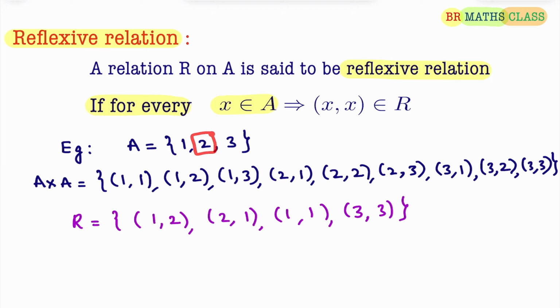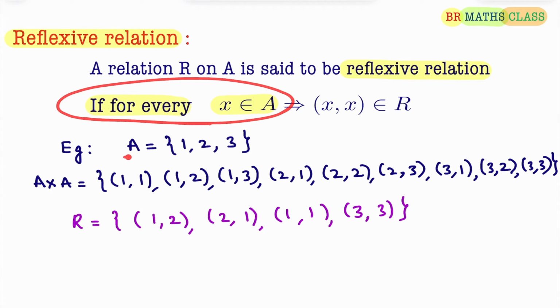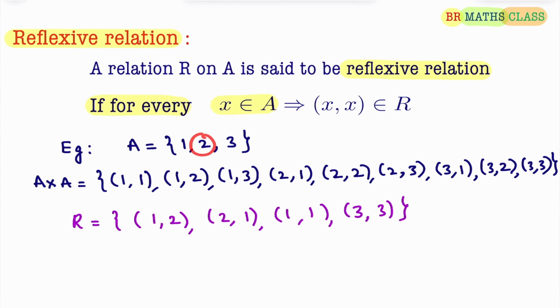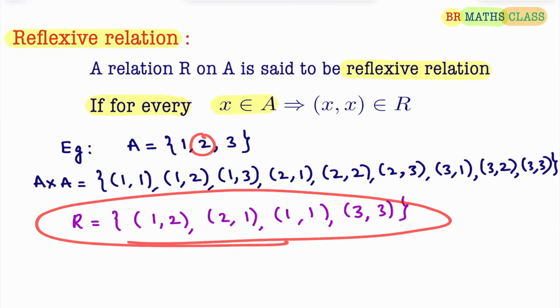Come to the second element, 2. For 2, 2 comma 2 is there in this? You observe, no, 2 comma 2 is not in this relation. So what is the actual condition? For every x in set A, x comma x must belong to the relation. But here 2 is there in set A, but 2 comma 2 does not belong to this relation.